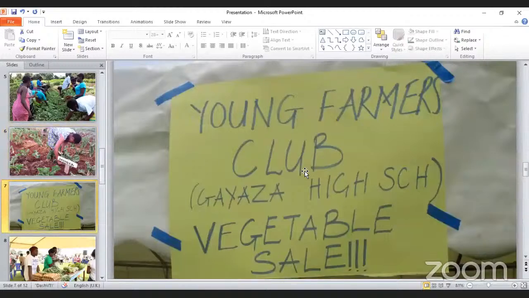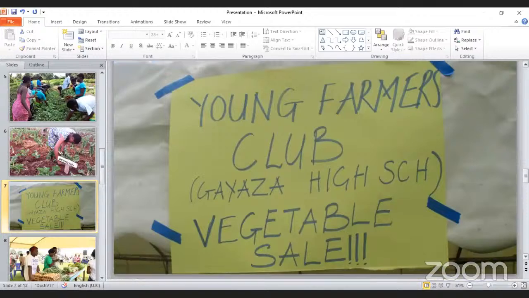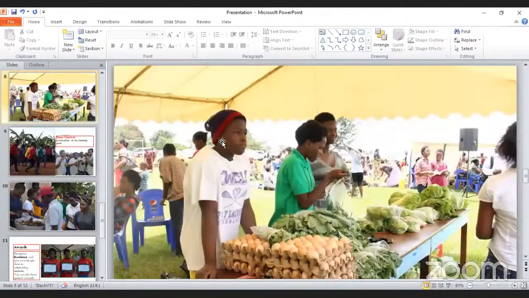So I talked about selling. So you can see this. By then our club was still called the Young Farmers Club of Gayaza High School. And the school always had something we call the culture day. And so we were having a sale. So these are students with their vegetables and some other products from the school farm. These are eggs.